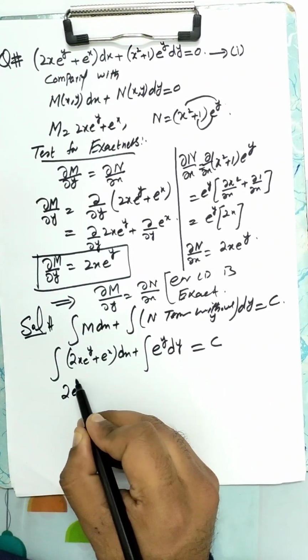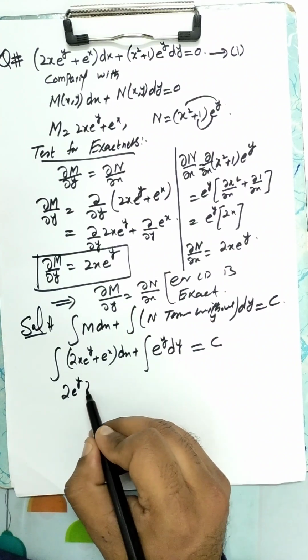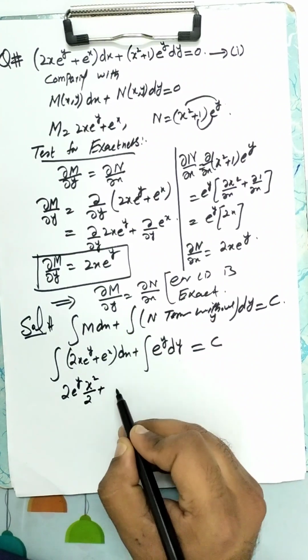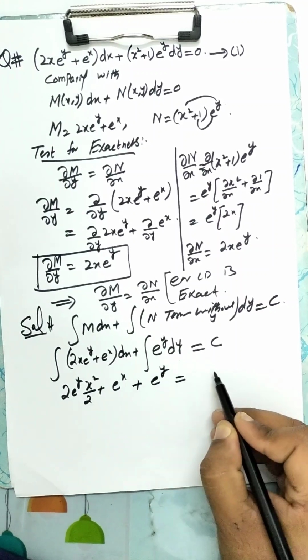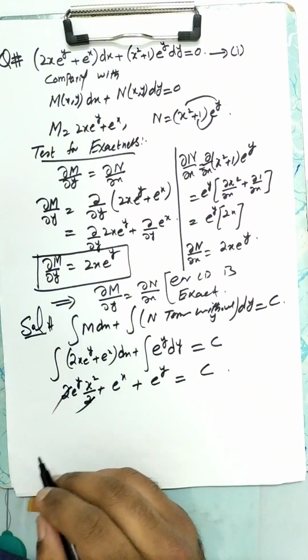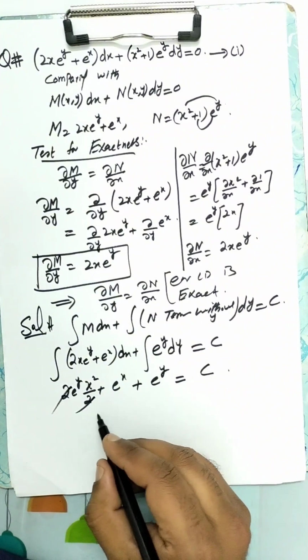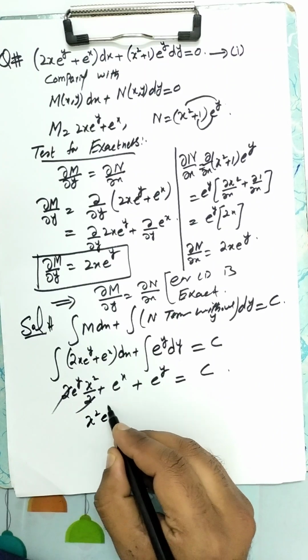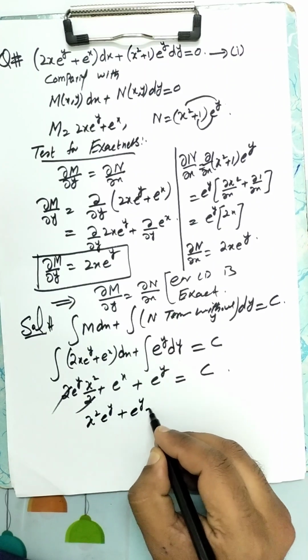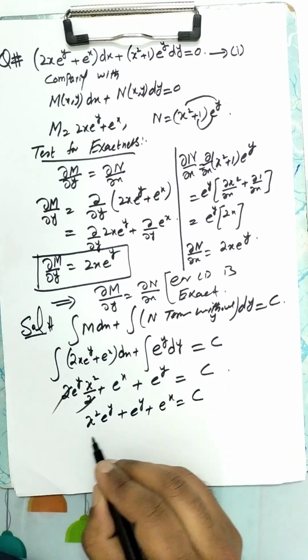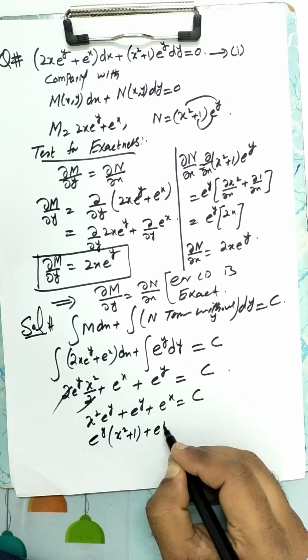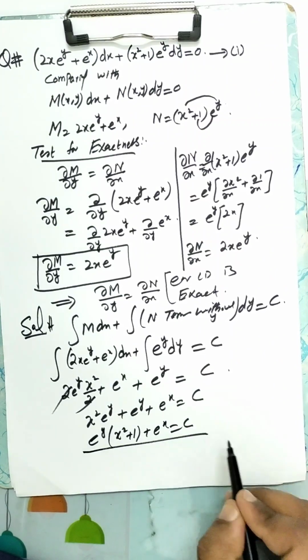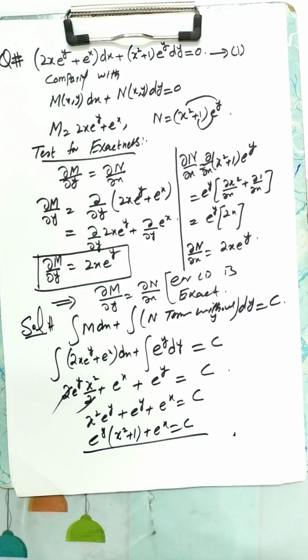Here 2 e raised to power y behaves as a constant, and the integration of x is x square over 2, the integration of e raised to power x is e raised to power x, and the integration of e raised to power y is e raised to power y. So these 2s cancel out, and this becomes x square e raised to power y plus e raised to power y plus e raised to power x is equal to c. We can also write e raised to power y times x square plus 1, plus e raised to power x, is equal to c, and this is the solution of our exact differential equation.